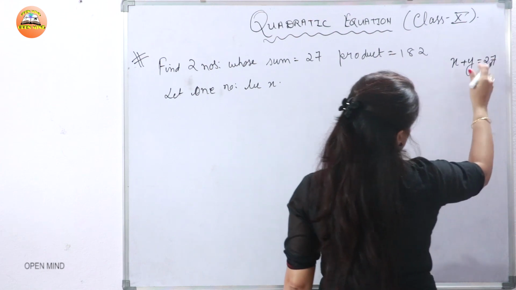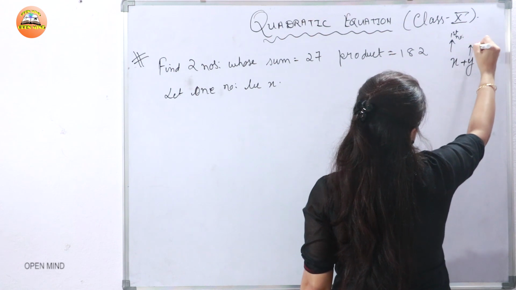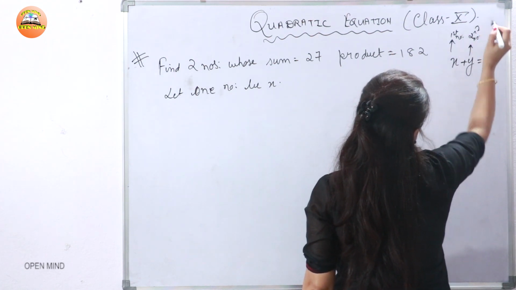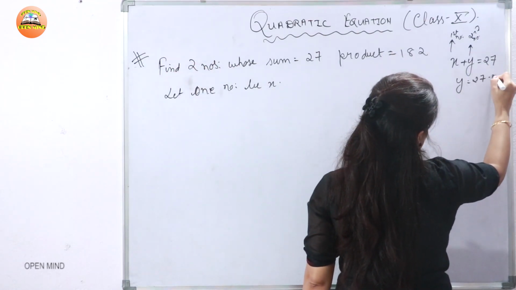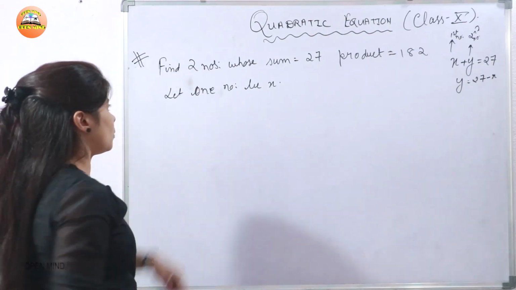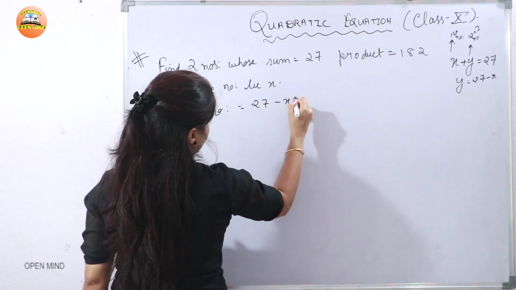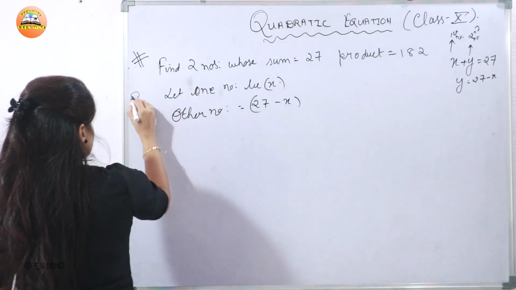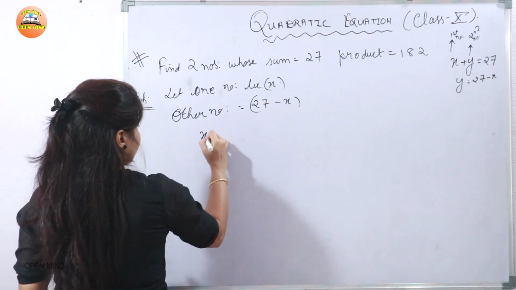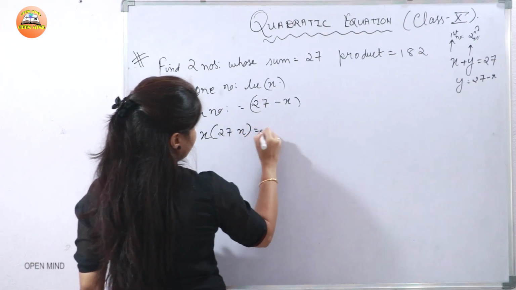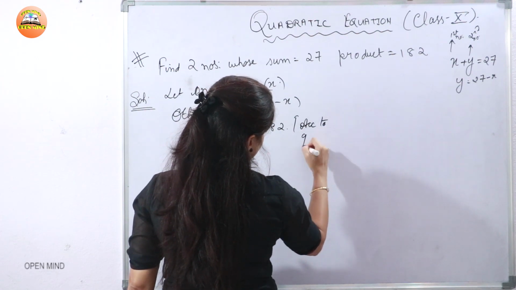So x plus y, we take another number. We take the first number as x. This is your first number, and we take the second number to be as y. So x plus y is equals to 27. What is y? 27 minus x. So let one number be x, other number 27 minus x. Product is 182, so we can write down x into 27 minus x is equals to 182 according to the given condition.